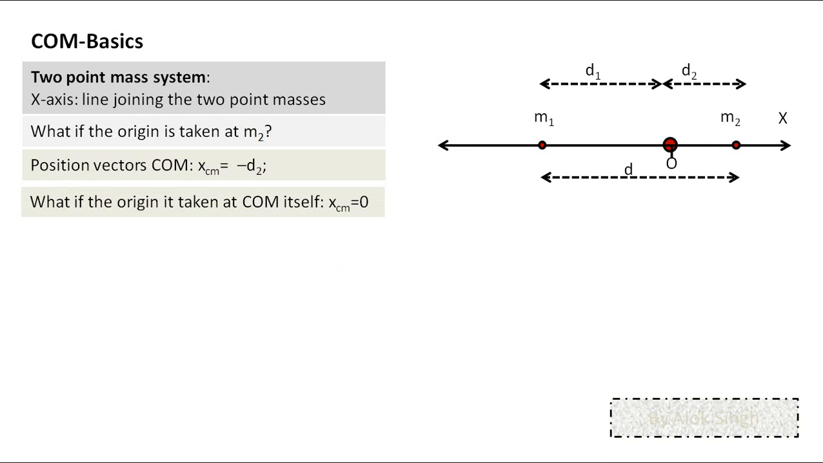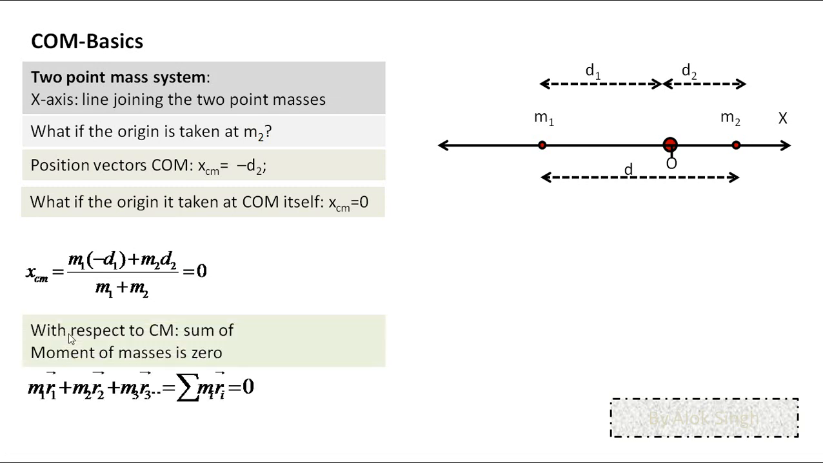What will happen if the origin is taken at the center of mass itself? If I take the origin here at the center of mass, then what is the position of the center of mass? It will be a null vector, magnitude 0, so xCM will be 0. In that case, this is the condition, xCM has to be 0, it means the numerator also must be equal to 0. So when we take origin at center of mass, it means the moment of all the masses about the center of mass must be equal to 0. So with respect to center of mass, the sum of moments of masses is 0. That's another way to define center of mass.